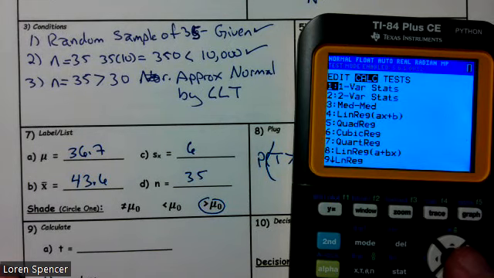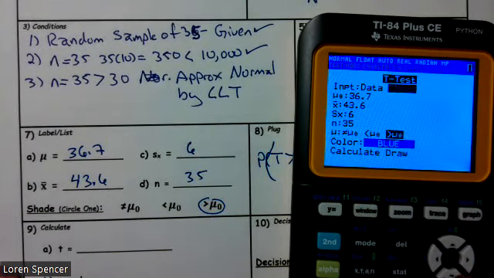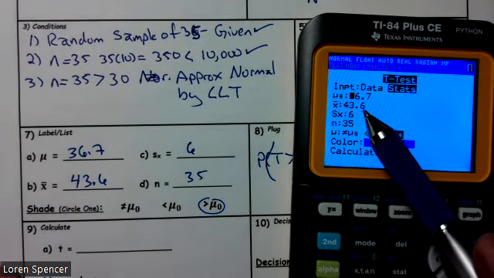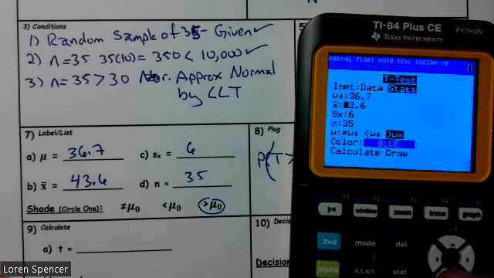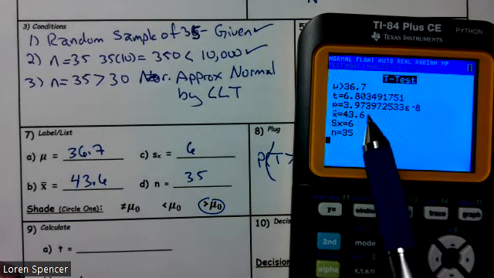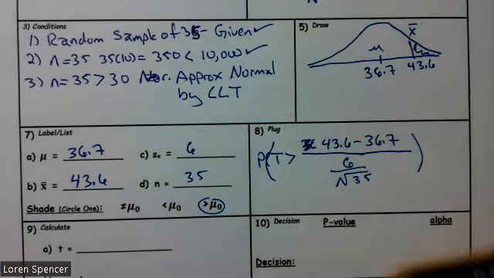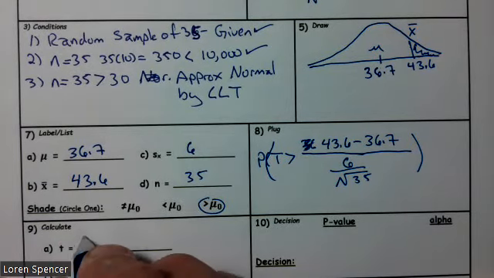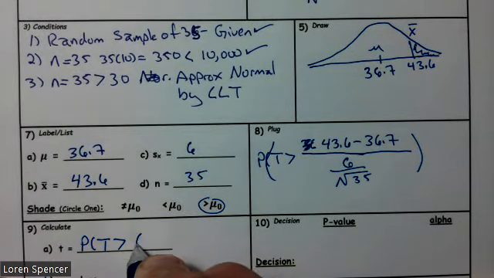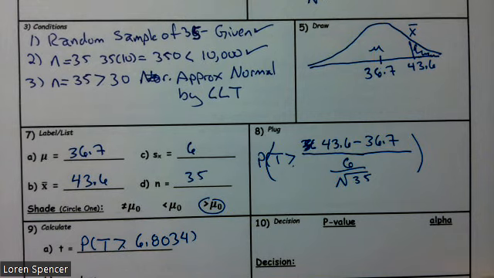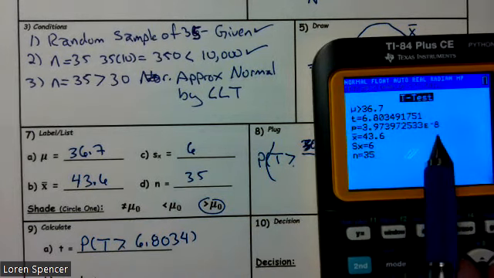We're going to go to stat test, t-test, population mean of 36.7, sample mean of 43.6, standard deviation of 6, sample size of 35, and we hit calculate, and we get a pretty large t statistic of 6.8034. So the probability that t is greater than 6.8034, this inequality and this one need to match, and they all need to match the alternative. And we got a super small p-value.